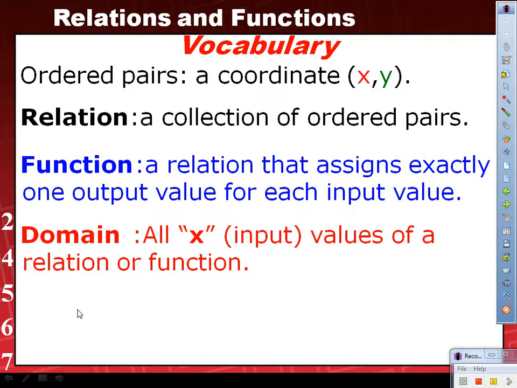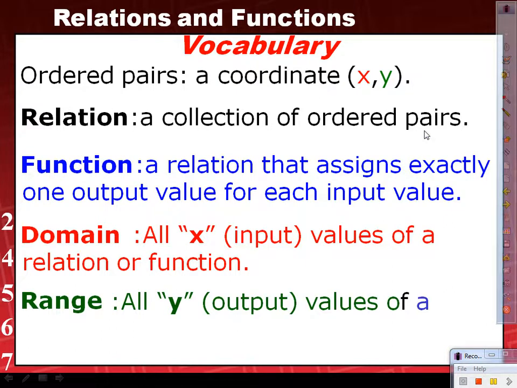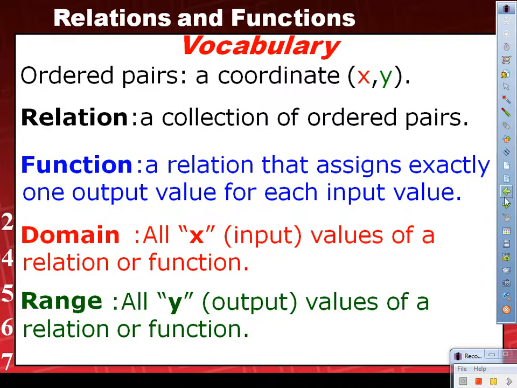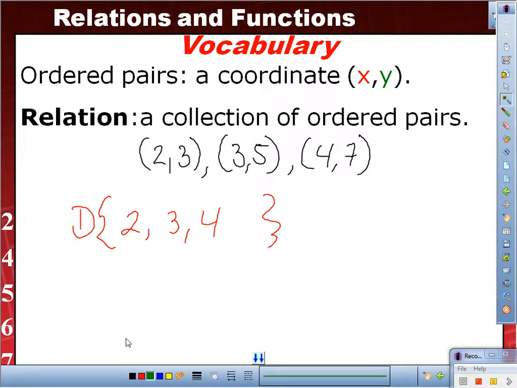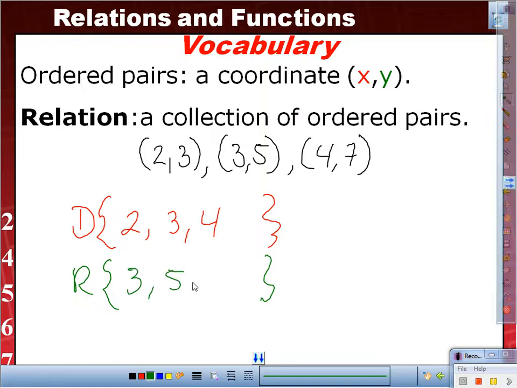Therefore, tell your neighbor what you think the range is. Yes? That is correct. All y values. Therefore, what is the range? Samantha. 3, 5, 7. Hands that agree with that? That is correct. So the range is all y values. The domain, all x values; the range, all y values. You got that? All right.